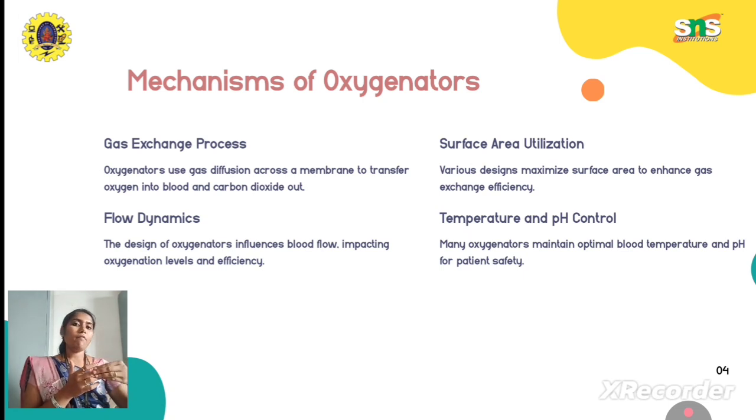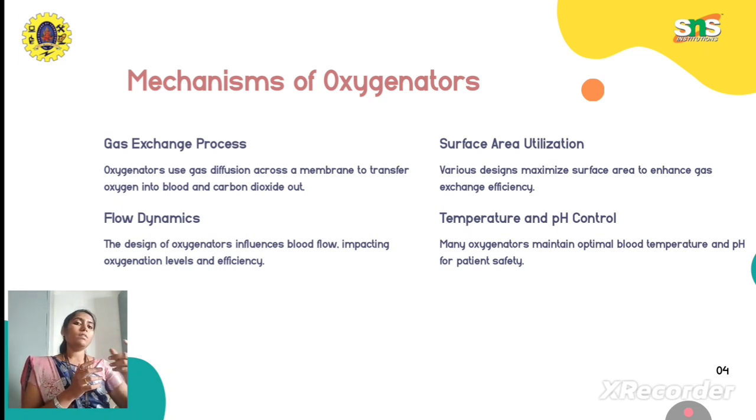And then we have flow dynamics, because the design of oxygenators, whichever oxygenator it may be, highly influences the blood flow, which will have a big impact on oxygenation level and efficiency. If the flow dynamics vary, it will affect the oxygenation level and the efficiency of the oxygenation process. So we have to ensure the flow dynamics mimic the normal blood flow.